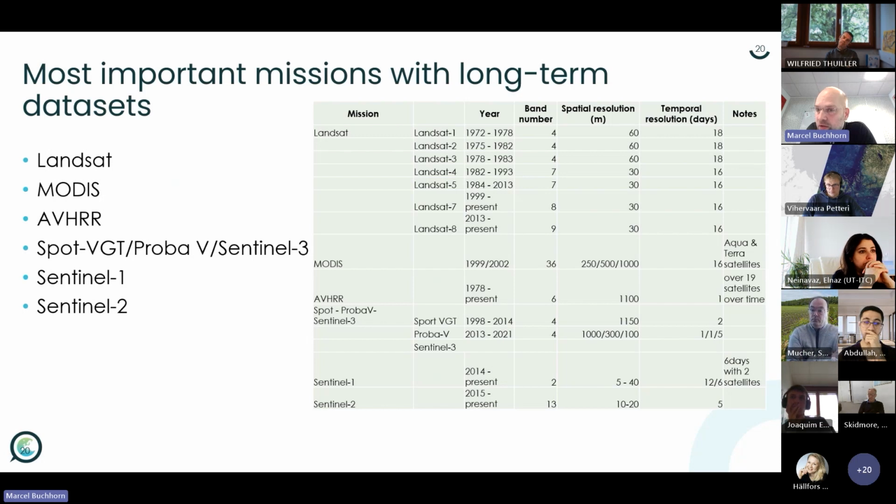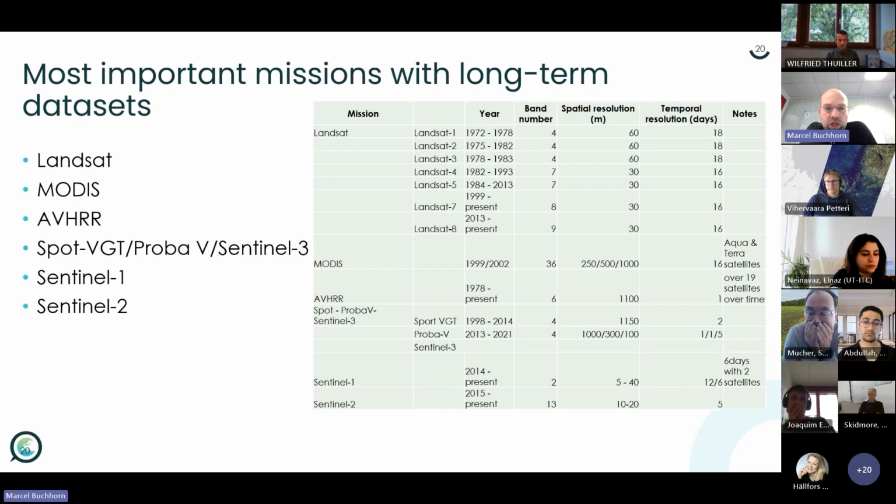You have there quite a lot of bands, so you can see a lot of the electromagnetic spectrum, but the resolution is 250 meter only for two bands, and some bands are provided in 500 meter spatial resolution. Most of the other bands are at 1 kilometer scale.